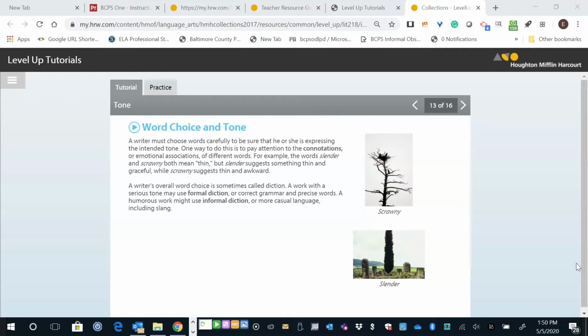Also, formal diction. We tend to use formal diction when we're writing to someone like your principal or your teacher, a dignitary like a governor or mayor. We use informal diction when we're talking to our friends. It's casual. We can use slang in our writing if we're writing informally.